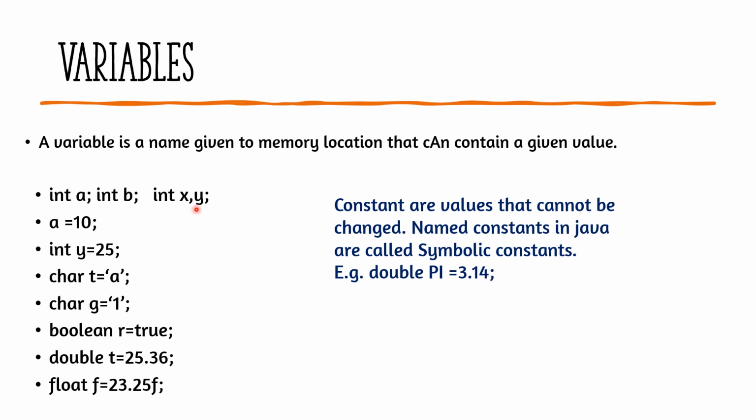And now how to store the values? int y = 25. Here we are declaring the variable y, and at the same time we are storing the value, so int y = 25. And in this case, int a we have declared, and now we are saying a = 10. So after declaring, in the second step we are saying a = 10. So we can assign the values either at the time of declaration, otherwise declare it first and then use it.